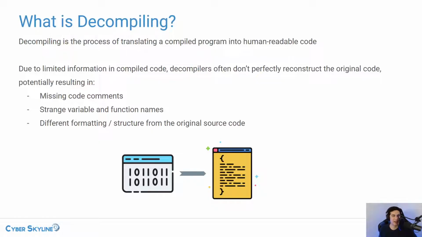You might also notice that there's different formatting and different structure from the original source code. So when the developer created the source code, they might have organized their code into multiple different files. They might have ordered their code in a structured way. And when you decompile that code, you're going to get it in whatever format the decompiler spits out for you. It's not necessarily going to be the same format that the authors intended. So those are some things to keep in mind.